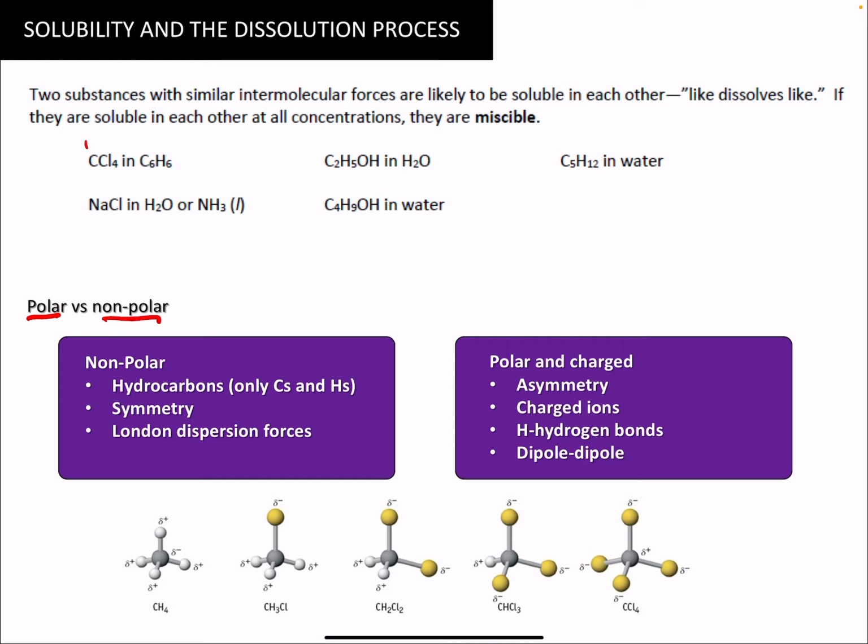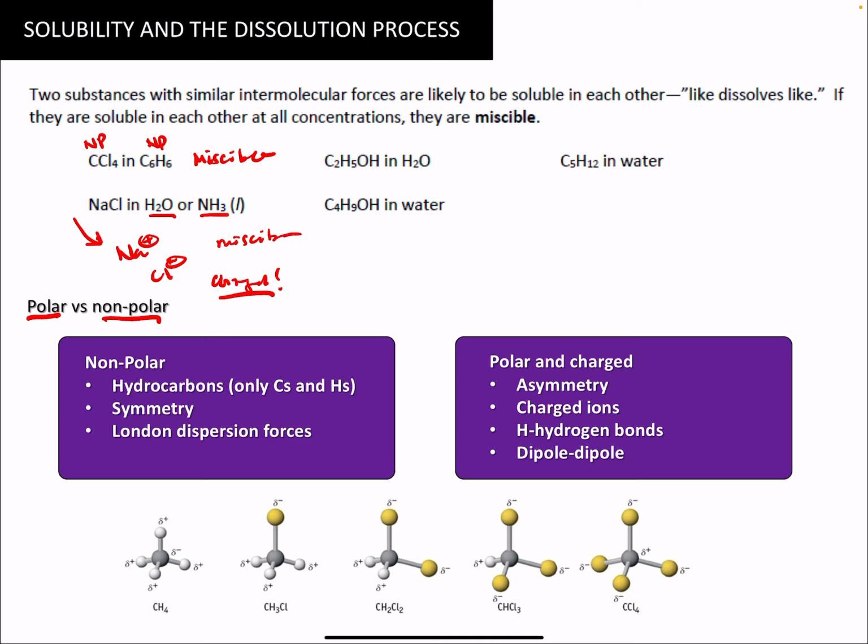So symmetry, non-polar. Only C's and H's, non-polar. Both London dispersion forces, so these guys are miscible. Sodium chloride, this one's interesting. It can form sodium ions and chloride ions. In terms of polarity, charged things are the most polar, so they want a polar solvent. Water's polar, ammonia is polar. So these guys are miscible.